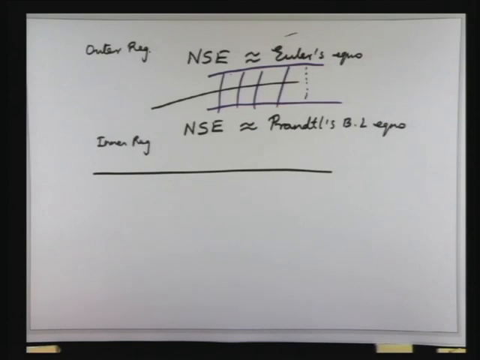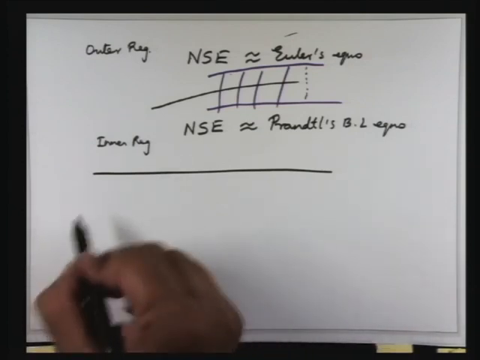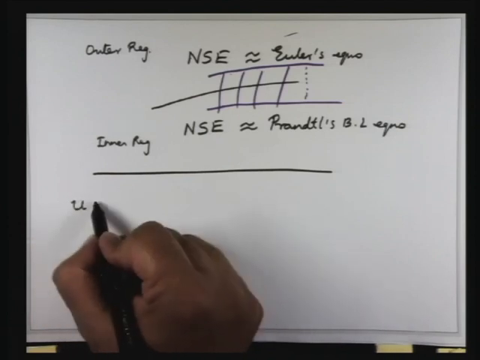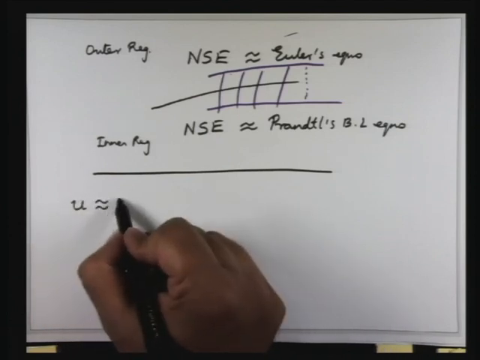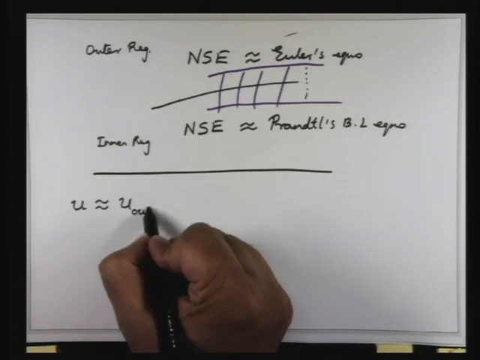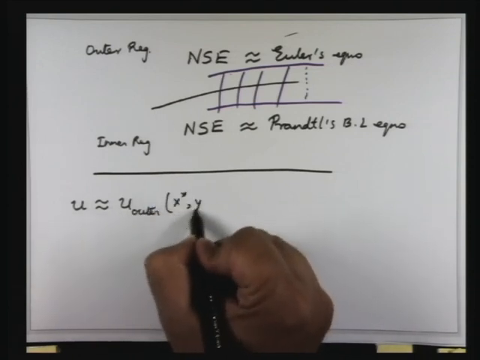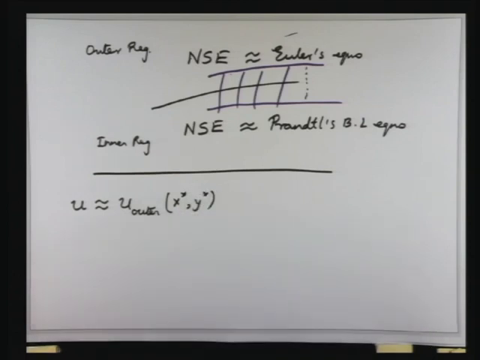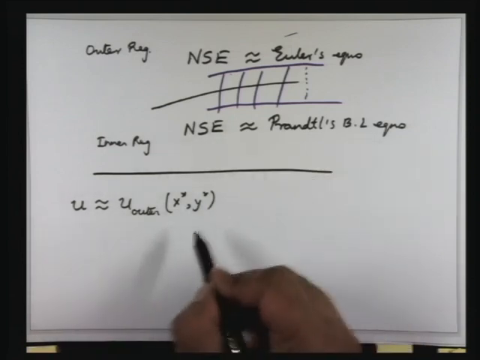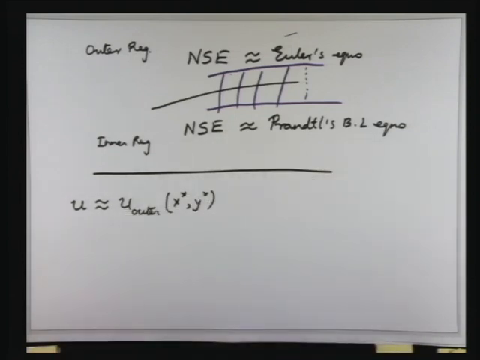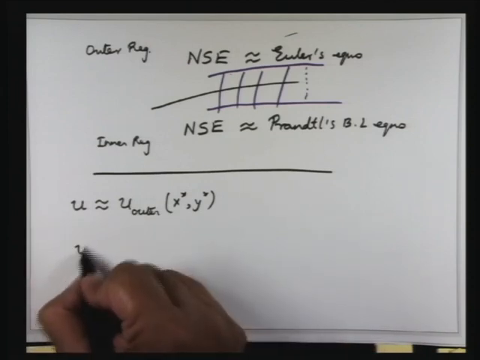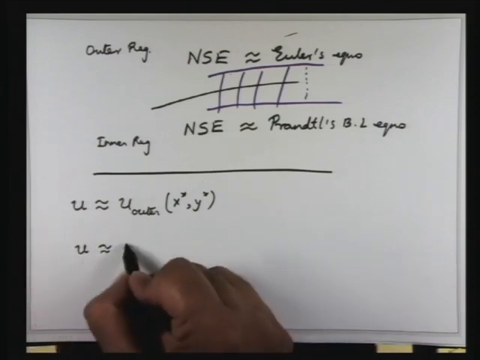Now symbolically I can write, if I look at the x component of velocity, in the outer region we had u approximately some function u outer of x star, y star. This we have found for the flat plate was equal to 1, but I am doing it for the general case. Now in the boundary layer, let us say this is some u inner.